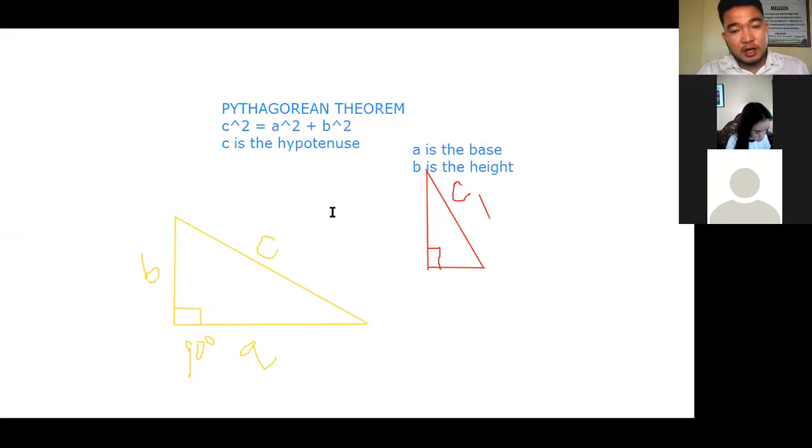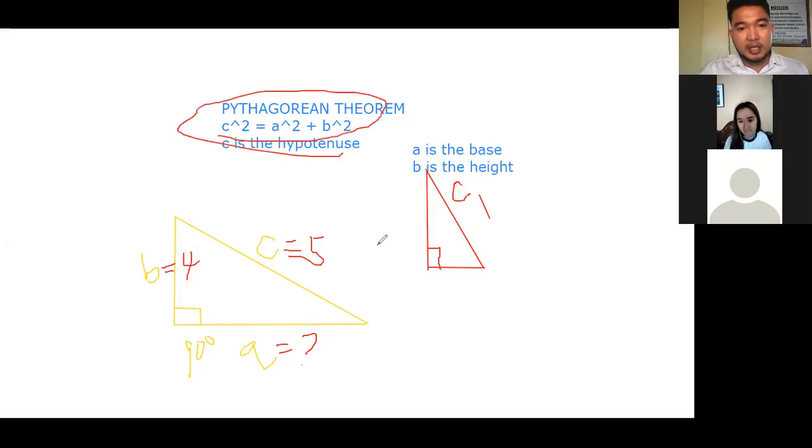How do we solve for the hypotenuse? So like for example, dito, suppose that B is equal to 4, for example. And then A is equal to, gawin natin si C ang meron. So C is equal to 5. Ang nawawala ay si A. So using the Pythagorean theorem, C squared equals A squared plus B squared. Pero ang nawawala si A squared.